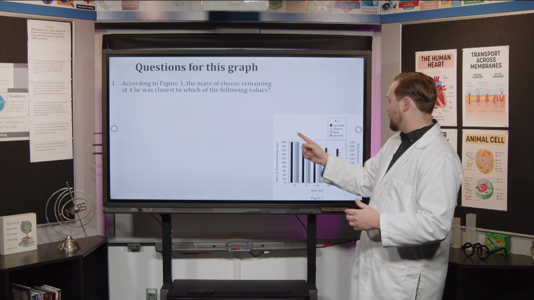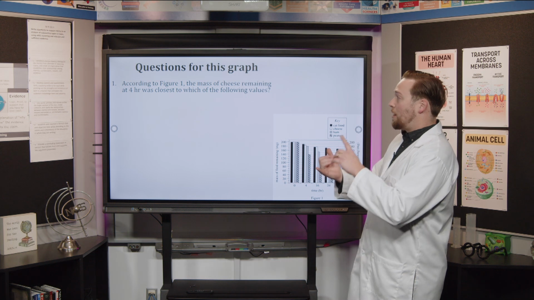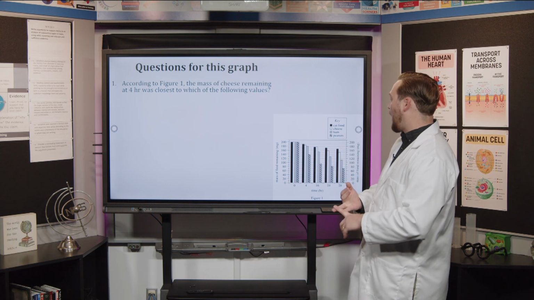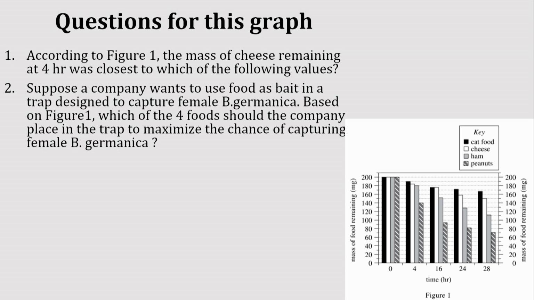It's telling us where to look. It tells us to look in this graph, and then it gives us the values. It says how much cheese was remaining at 4 hours. So what we would do is go to the 4-hour interval, find the bar for cheese, and track it right there. It's right over 180 milligrams, right? So we didn't have to do all that background reading. By going to the questions first, we're still able to answer the question. So here's the next question.